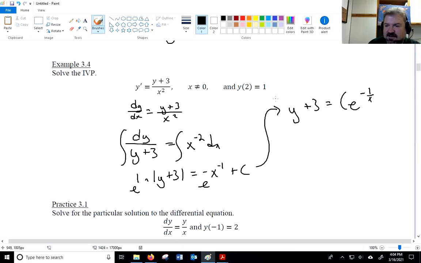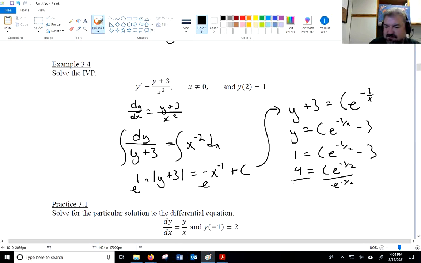All right, let's plug in... let's go ahead and move the 3 over first. And I'll plug in a 2 for x and a 1 for y. So 1 is equal to c e to the negative 1 over 2 minus 3. So this becomes 4. I guess I could have left the 3 over there. And c e to the negative 1/2. So if I divide both sides by e to the negative 1/2, I'm really multiplying both sides by e to the positive 1/2. So this becomes 4e to the positive 1/2 equals c.